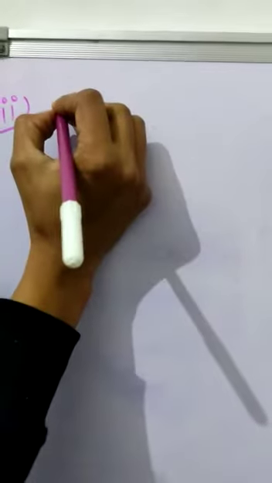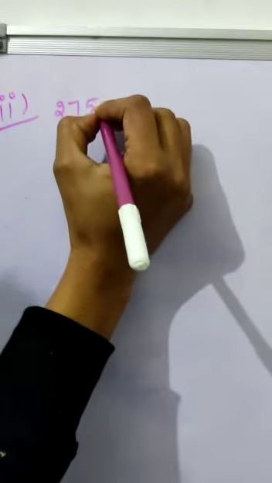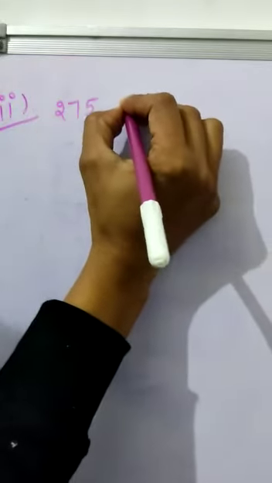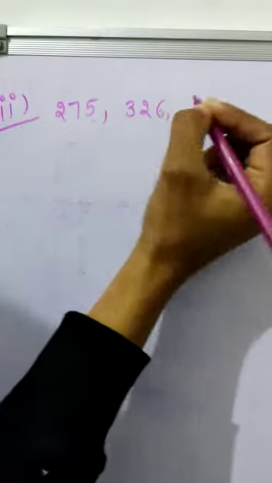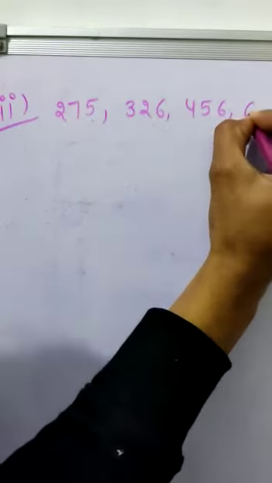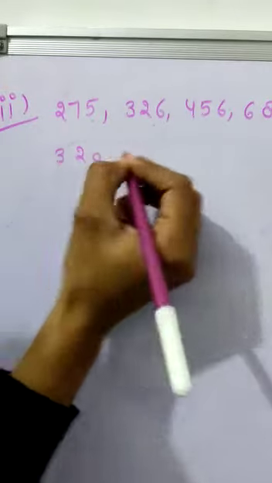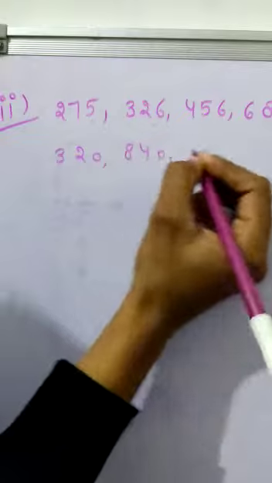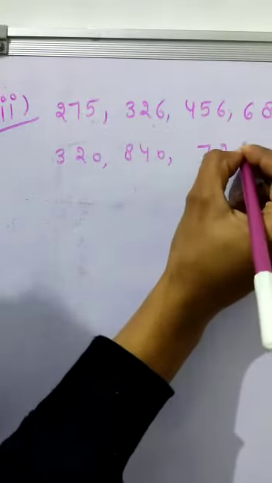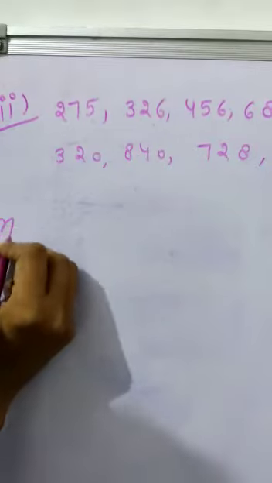Now question number 2 you will do by yourself. Question number 3. So in part 3 you have to simply write all the observations. 275, 326, 456, 680, 320, 840, 728 and 175. So how can you find out the mean?